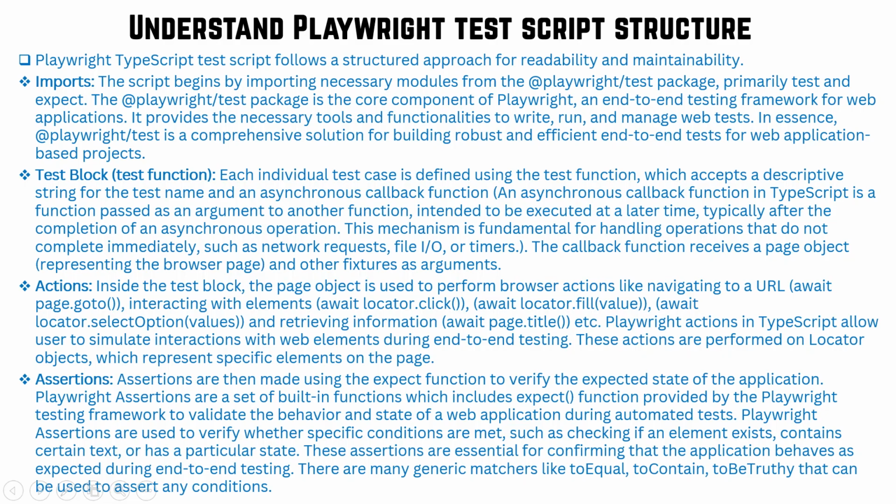So Playwright assertions are a set of built-in functions, which include the expect function provided by the Playwright testing framework, to validate the behavior and state of a web application during automated tests. Playwright assertions are used to verify whether specific conditions are met, such as checking if an element exists, contains certain text, or has a particular state. These assertions are essential for confirming that the application behaves as expected during end-to-end testing.